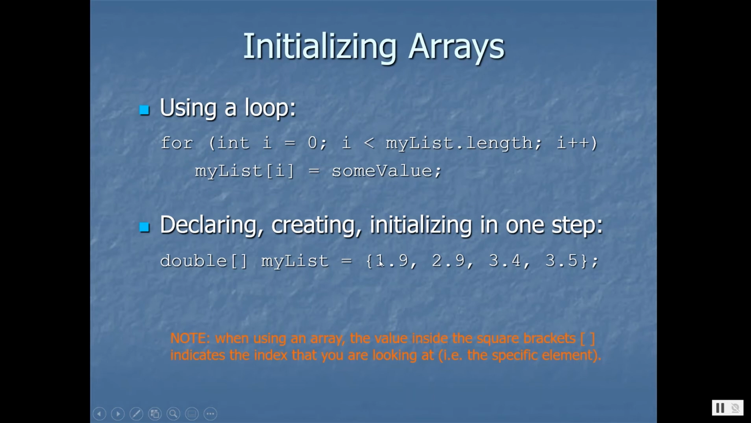But another way to do that syntactically is, rather than saying mylist equals new double, and then in brackets whatever the size is going to be, we could actually just say mylist equals, and then a curly brace, and an end curly brace, and however many, in this case, double values you would like.